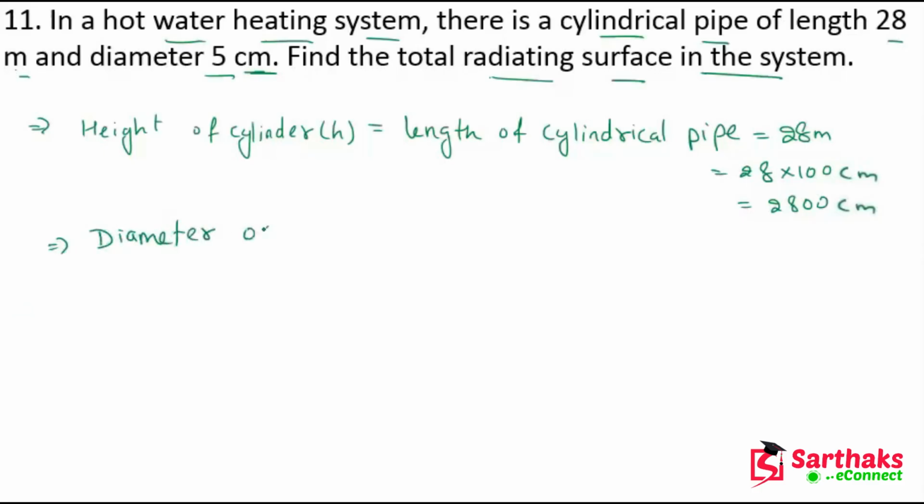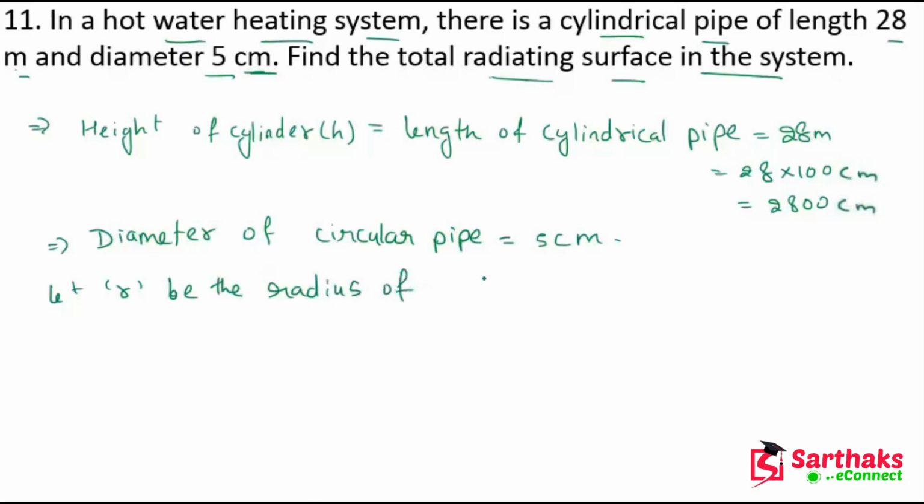Diameter of circular pipe. This is equal to 5 centimeter. So let's suppose r be the radius of the circular pipe. Okay, so then r will be what?